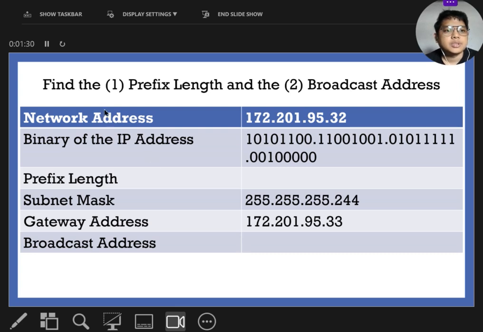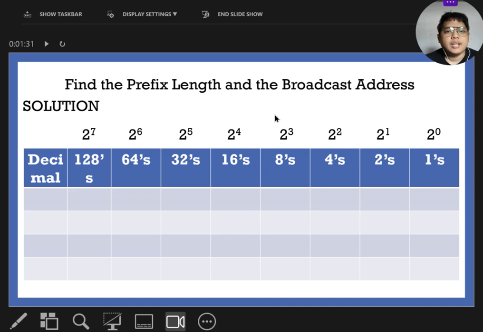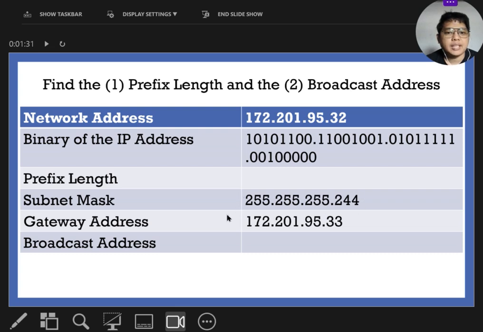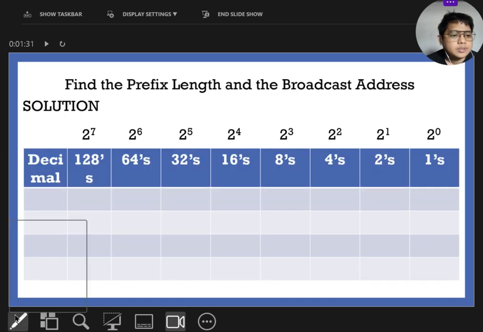So our first problem is to find the prefix length and the broadcast address. Using these details, to find the prefix length, we need to get the binary number of our subnet mask, which is this one. So we need to get its binary number. Okay, so 255, 255, 244. So this is a table of conversion on how to convert a decimal to binary or vice versa.